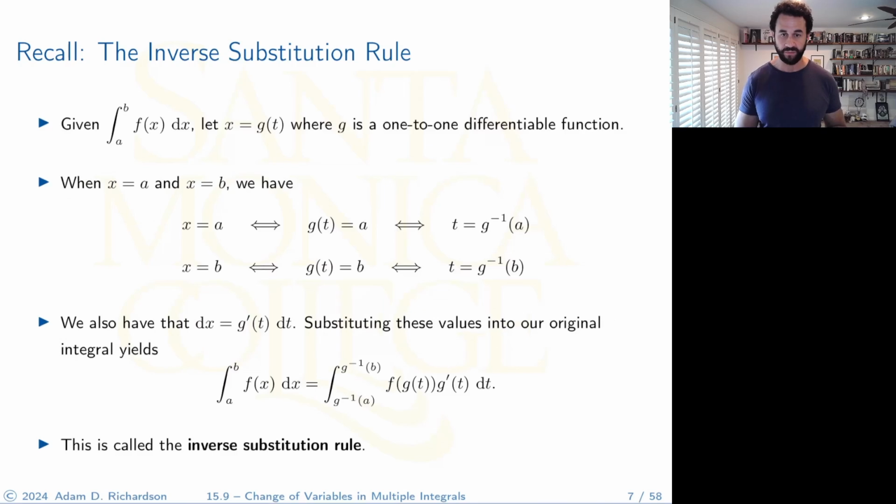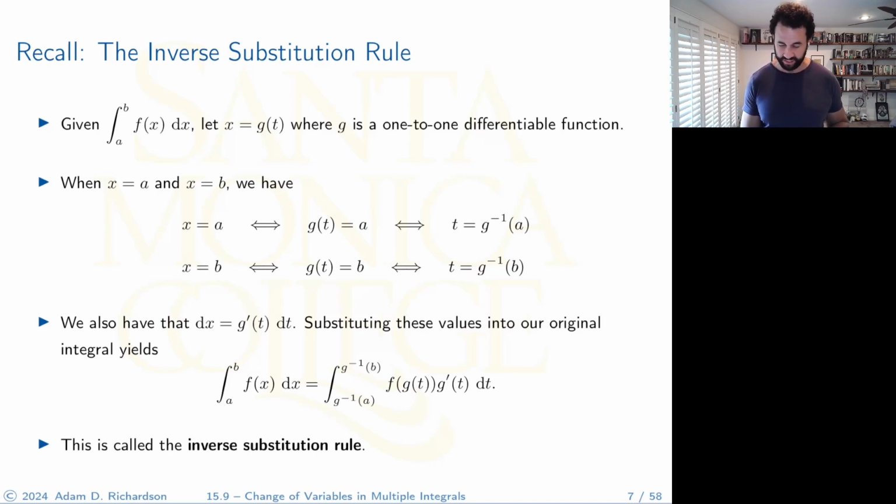We can do this substitution. So if we have this integral, let's let x equal g of t with those conditions. When x is equal to a and x is equal to b, in other words the bounds of integration, we can write these in terms of t. We're doing a change of variable here. When x is equal to a, that means t is g inverse of a. And when x is equal to b, t is g inverse of b. So we've now converted our upper and lower bounds to be in terms of t, our new independent variable, instead of x.